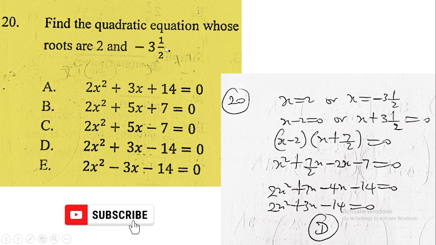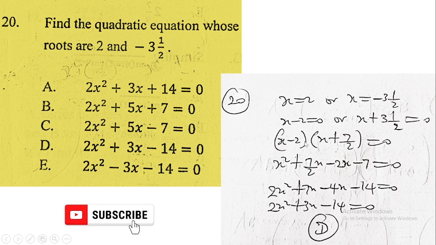Then all we need to do is to pick a variable for the equation. So x is what we have picked here. That means x will be equal to 2 and x will be equal to minus 3 and a half. Then if you take this to this side, we have x minus 2 equals 0, and then we have x plus 3 and a half equals 0. Then from there, if this is equal to 0 or this is equal to 0, when we multiply the two of them, the product is supposed to be equal to 0 as well.